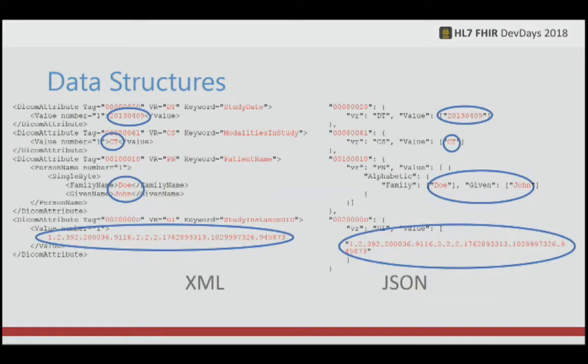The structures are pretty simplistic. So there's XML and JSON representations of the same information. You can see that I've got the study date, there's modalities in the study, the patient's name, and the study instance UID. So you can see it both for XML and JSON there.